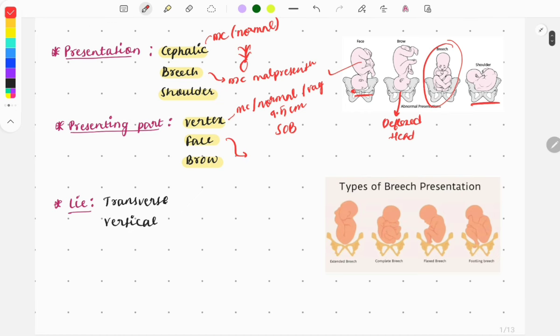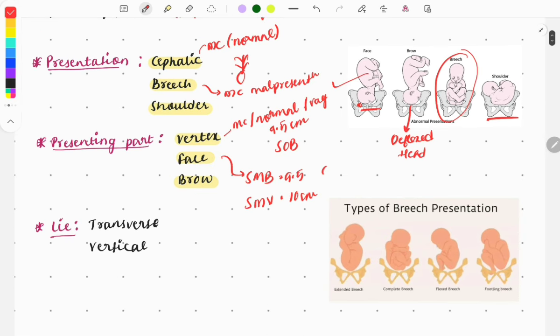Then the face presentation, the diameter of engagement: if it is submentobregmatic, then it will be 9.5 centimeter, and if it is submentovertical, then it will be 10 centimeter. Then the attitude of the baby will be the extended head. Okay, so the head will be in the extended form.